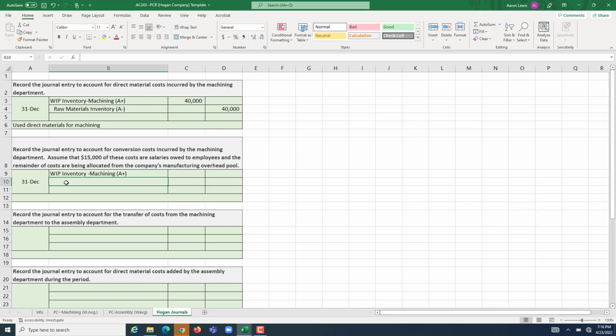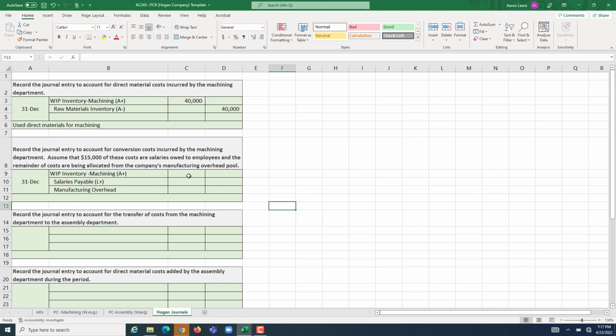And we're going to have two credits here for the two parts of our conversion costs, which we see here are for salaries owed. So if salaries are owed, that's going to be a salary payable liability account going up. And the other part is for allocation from the manufacturing overhead pool. So manufacturing overhead is going to be going down. We're taking the money out of the pool. Costs come out of the pool with the credits.